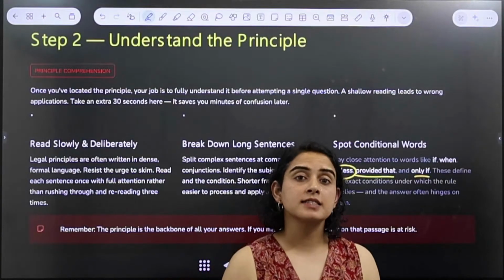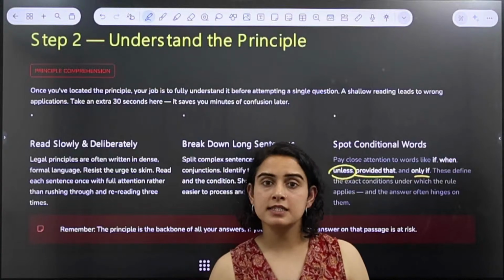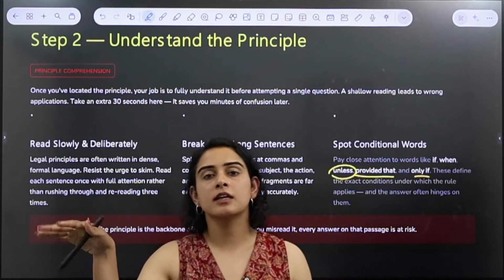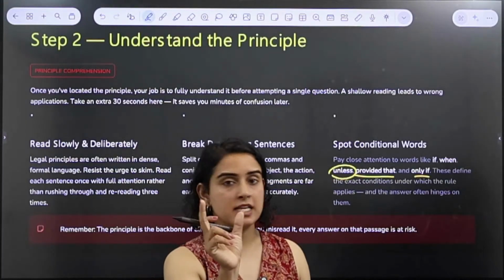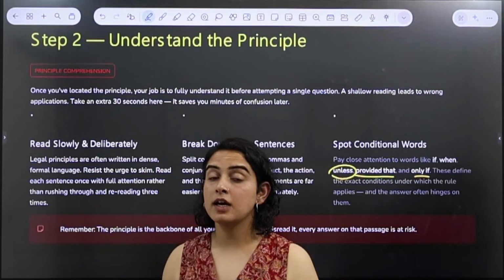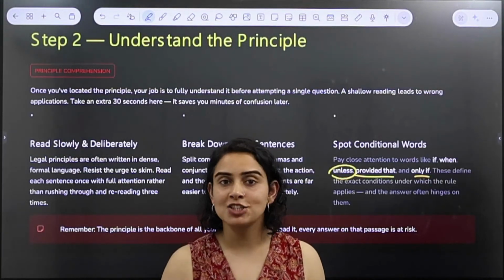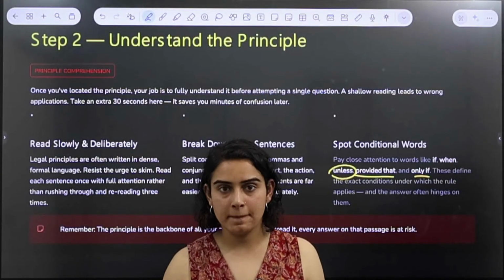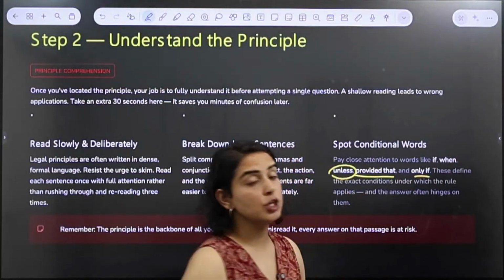It says that marital rape is a crime in India unless it is being done in ABC situation. So now if the word unless has been used, it is conditional. There is definitely going to be a question about that condition. So in that condition, the law is not going to be applicable. So these conditional words are really, really important to identify.